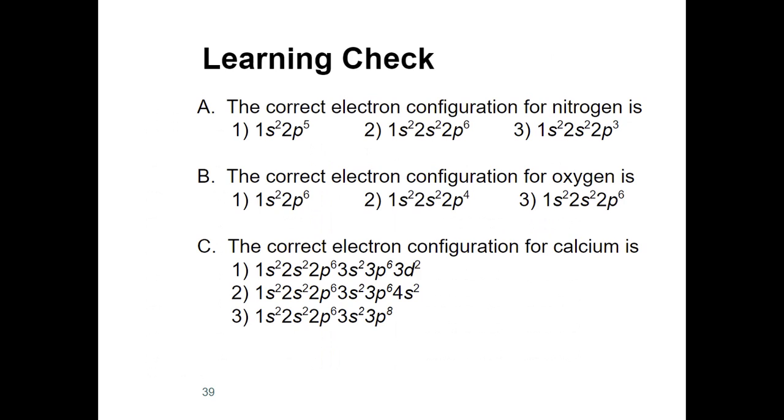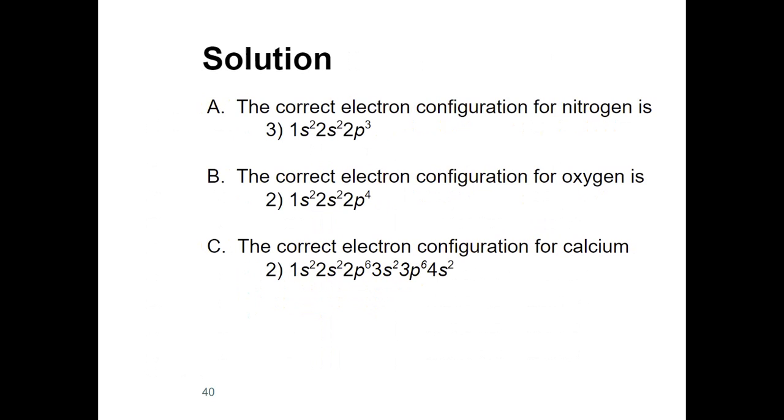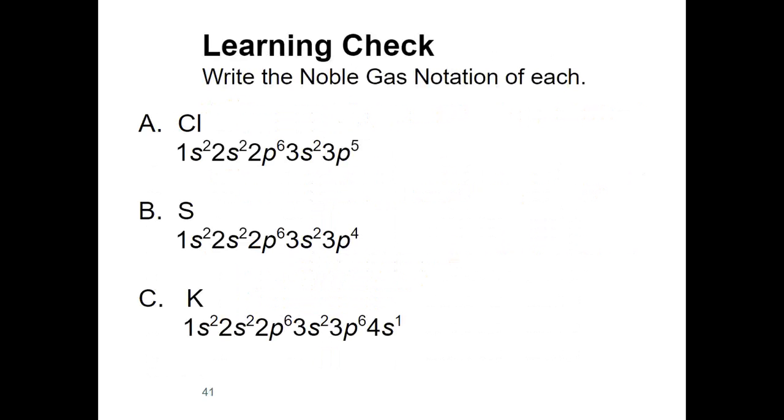All right, so the learning check. The correct electron configuration for nitrogen is, you choose your answer. Correct electron configuration for oxygen is, correct electron configuration for calcium is. So pause, and when you're ready, I'm going to give the answer so that you will know if it's correct. Okay, there's your answer. 3, 2, and 2.